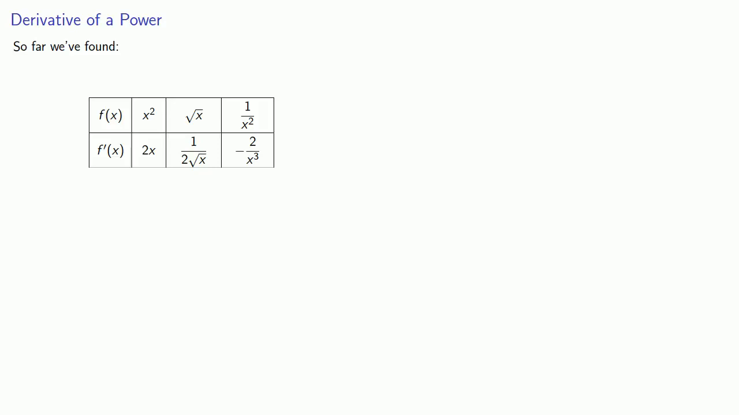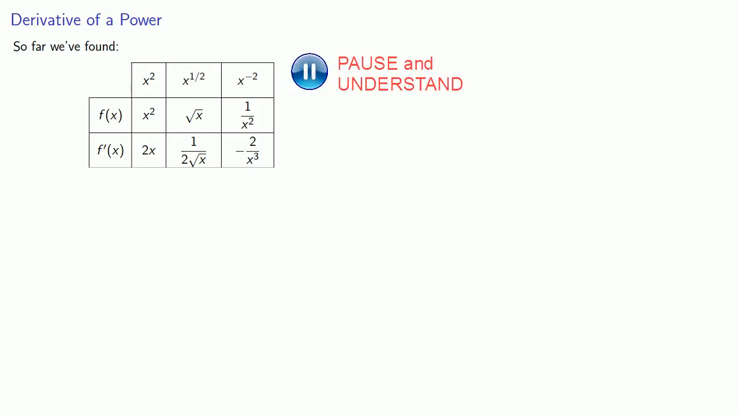In order to analyze these, it's helpful if they are somewhat consistent. So what we might start off with is writing each of these functions in exponential notation. So x squared is x to the second. The square root of x and 1 over x squared can be rewritten in exponential form as well. But if we write the functions in exponential form, we should write the derivatives in exponential form as well.